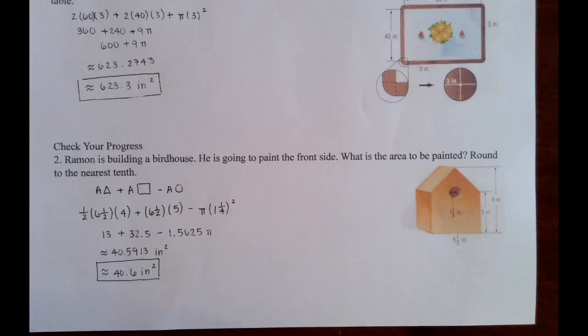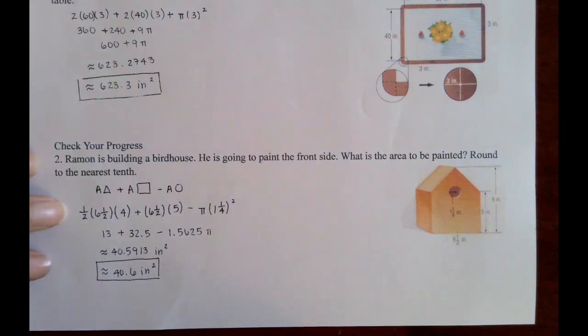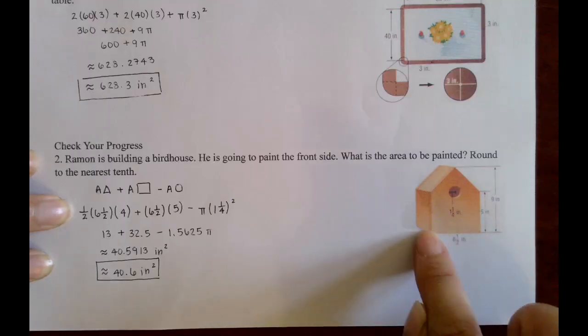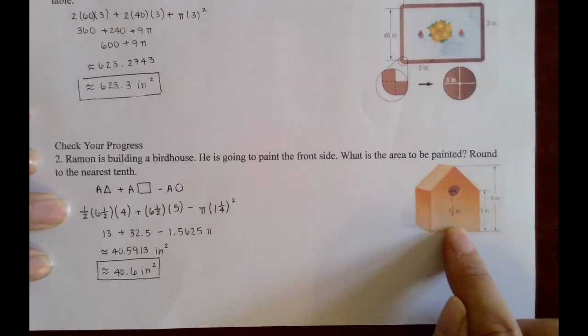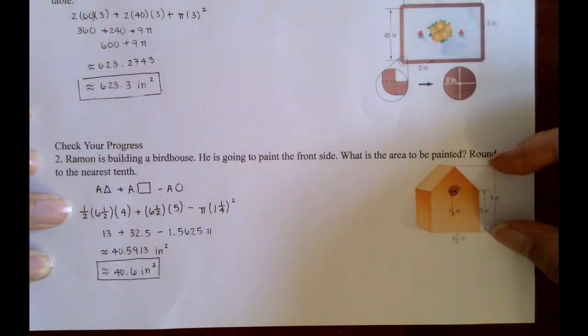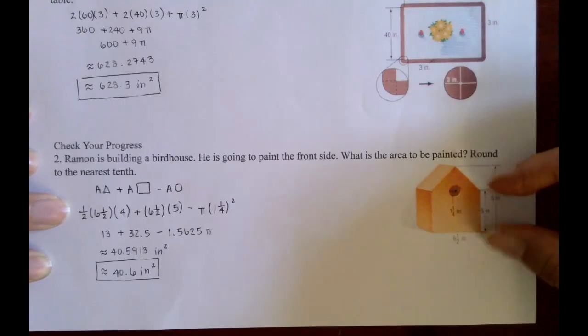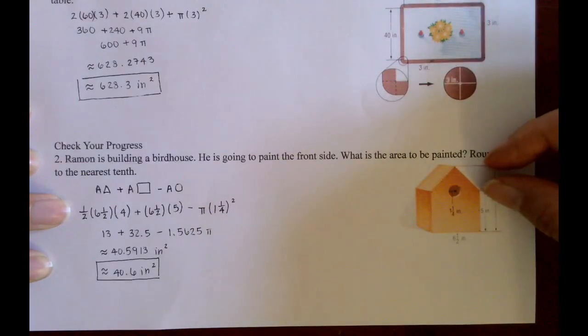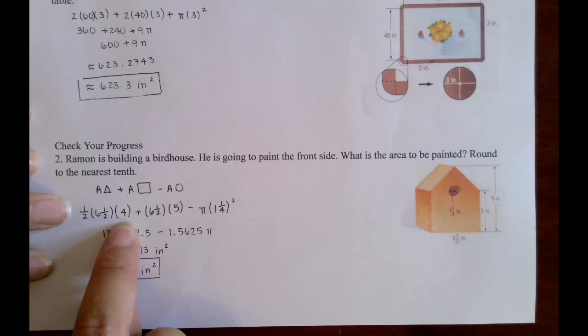Okay, so area of triangle is 1/2 base times height. The base here is 6.5, okay? And then the height, this whole thing is 9 and this part is 5, which means that this part here, the height of the triangle is 4. Okay, 9 minus 5. Okay.